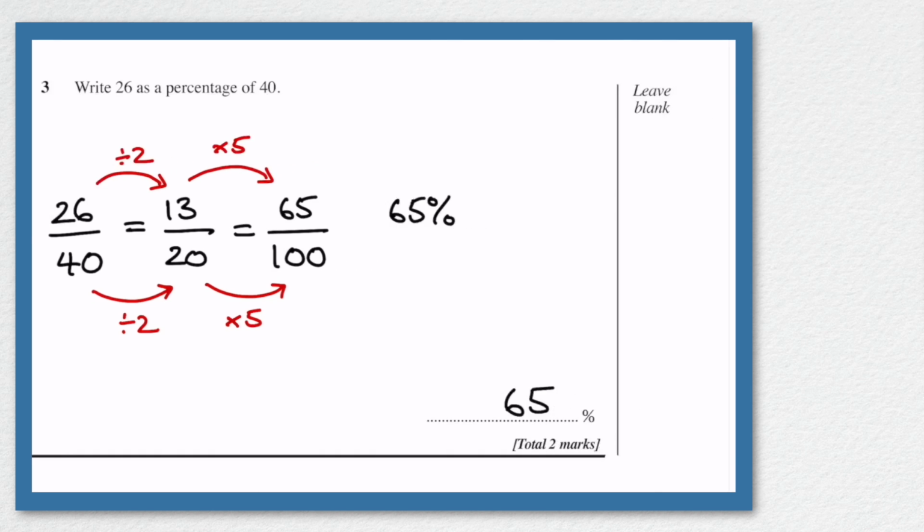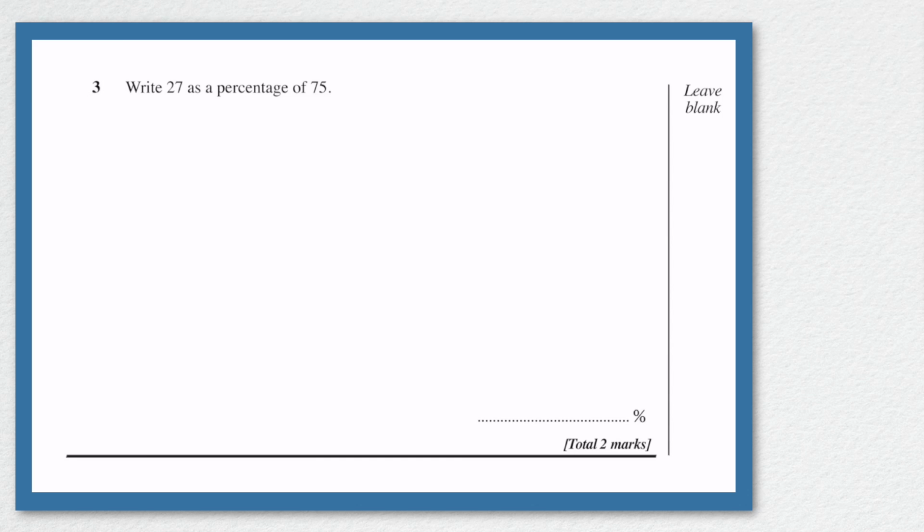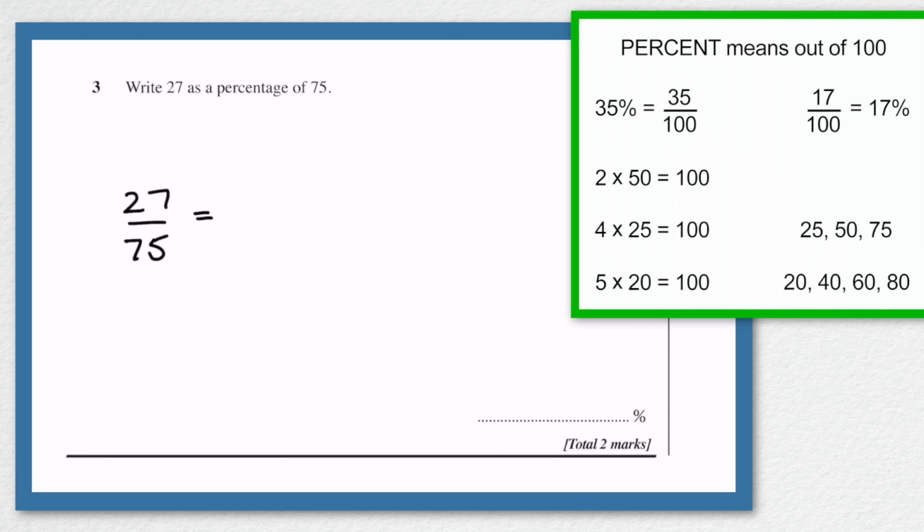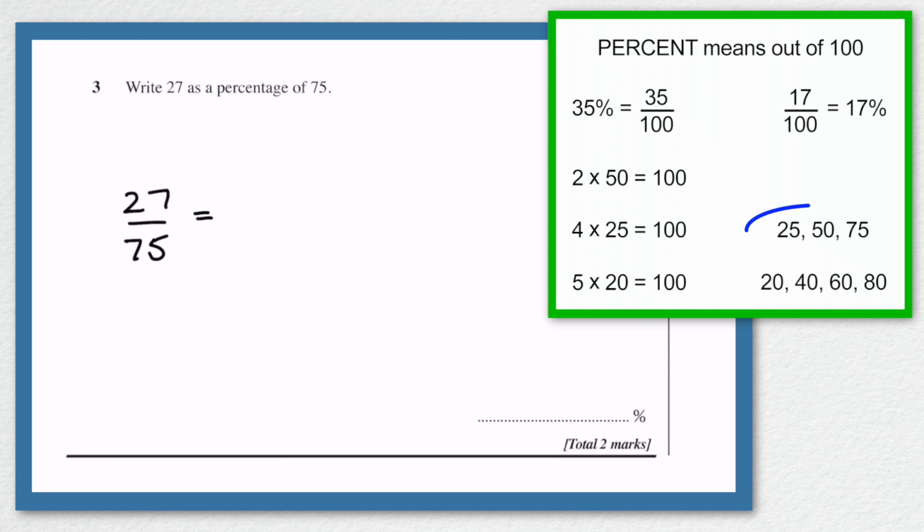Let's look at a similar example. Write 27 as a percentage of 75. Have a go at the question yourself before I go through the answer. So again, let's write this as a fraction. That's 27 over 75. We need to end up with something over 100. Let's look at the information again. 75 is a multiple of 25. That is, 3 multiplied by 25 is equal to 75. 25 goes into 100 exactly 4 times.